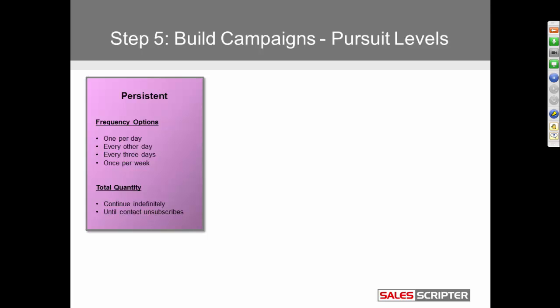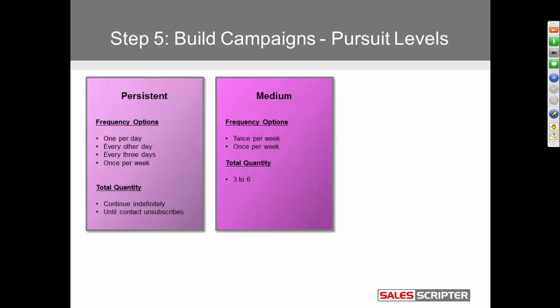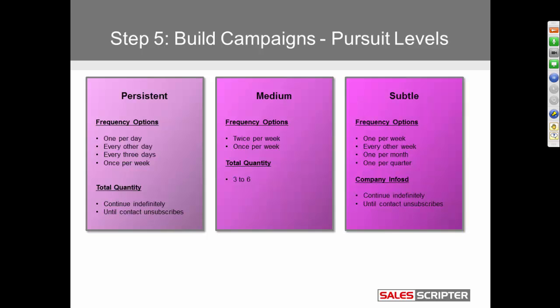once per week. So I'm hitting you with a lot of emails, and I'm going to send these on a never-ending basis until you basically unsubscribe. So I'm going to continue to add emails, or until I guess I run out of content to send you. Then we have a medium level, which is I'm going to hit you maybe either twice in 1 week or once per week, and I'm only going to try to contact you or send you 3 to 6 emails, and then I might shift gears a bit.